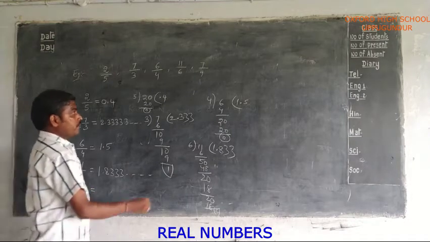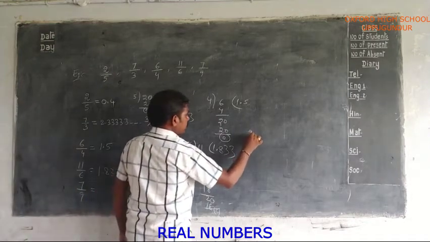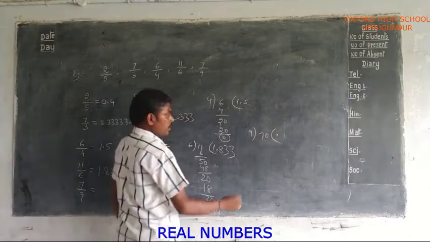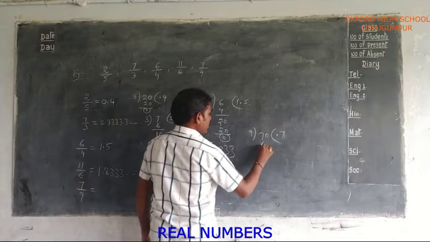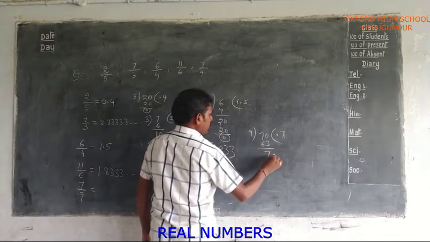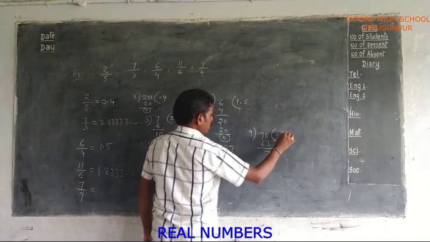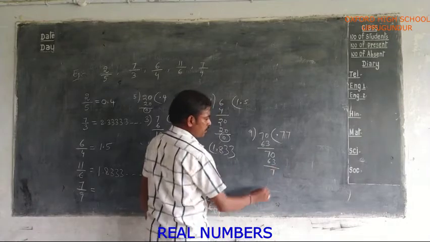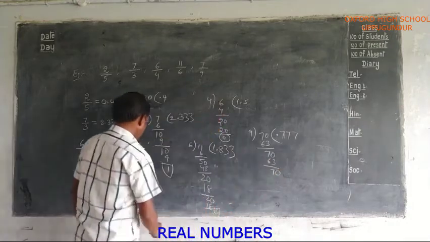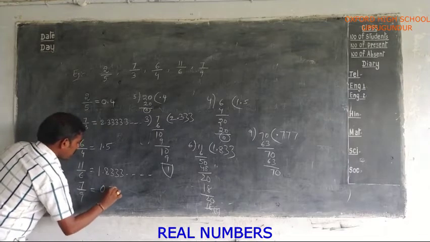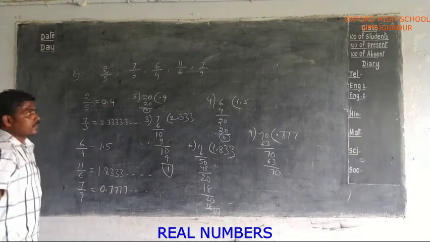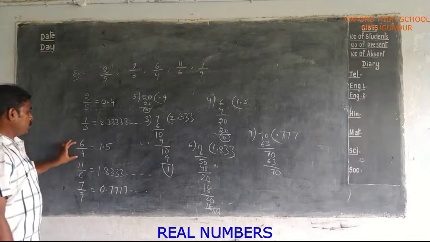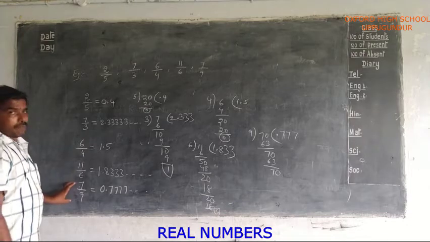Next, 7 by 9. When you are dividing 7 with 9, not divisible, so here you put a point and here you put 0. 9 7s are 63. 7 is the remainder, again you put 0. 9 7s are 63. Again the remainder is 7, again you put 0. That means 0.7777 and so on. So these are the decimal forms of 2 by 5, 7 by 3, 6 by 4, 11 by 6, 7 by 9.